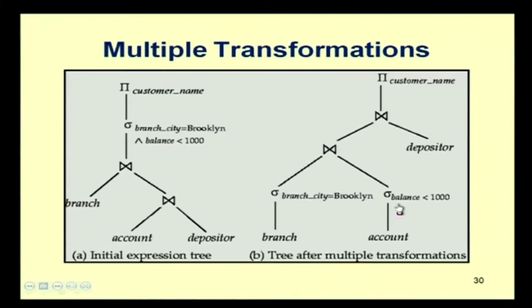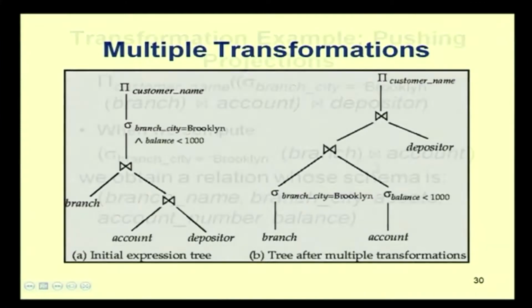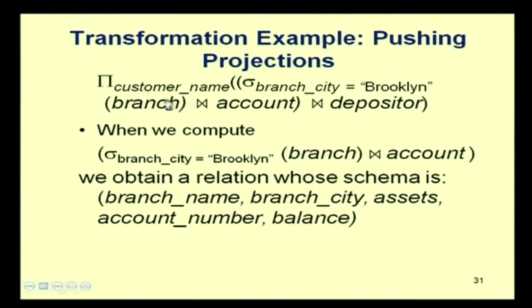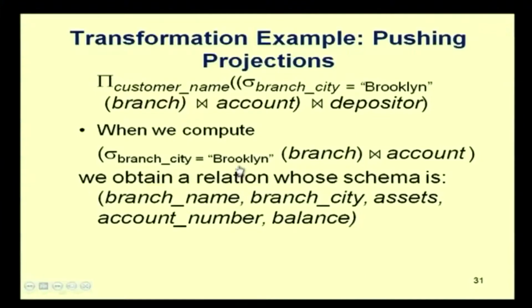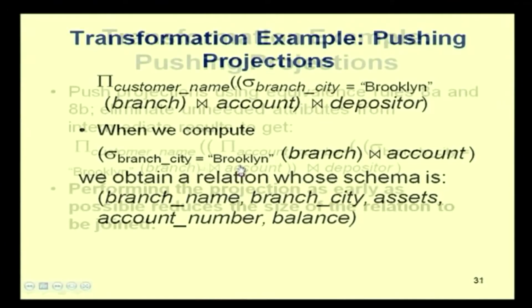You can't do that all the time, because it is a meet and an AND condition along with the join. So, you do that and you get this. So, this is what you did. What we do actually is, first we find out the customer name when branch city is equal to Brooklyn. This is the branch account, and then you obtain a relation whose schema is branch name, branch city, assets, account number and balance. This is the result of doing the join between branch and account, but we are only getting those tuples for which branch city is equal to Brooklyn.